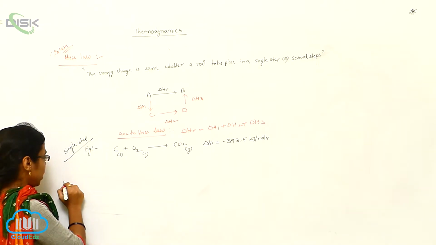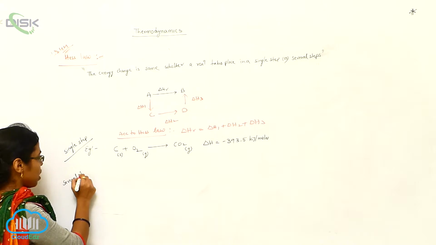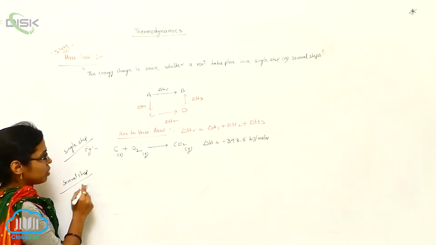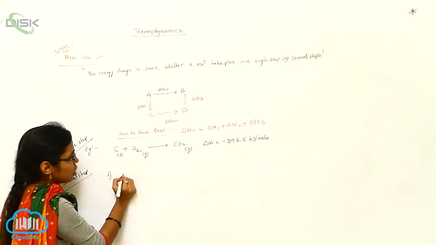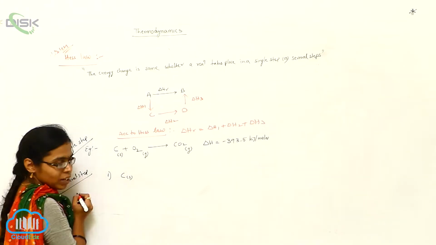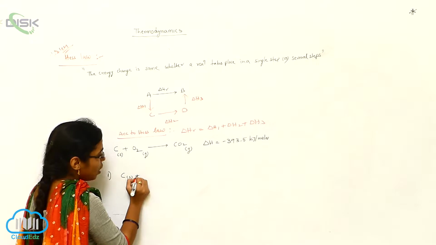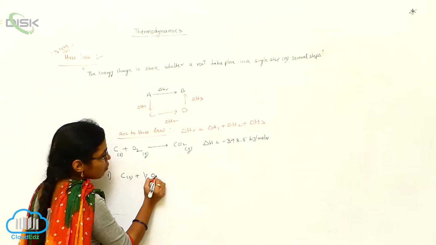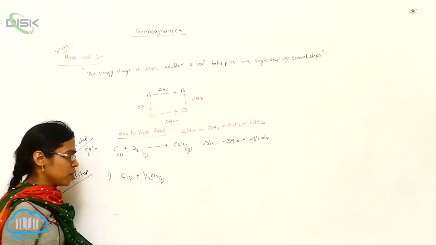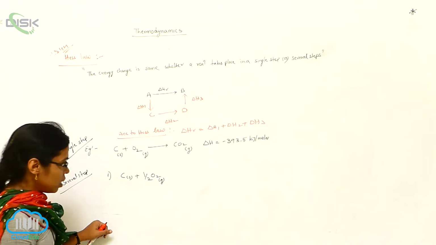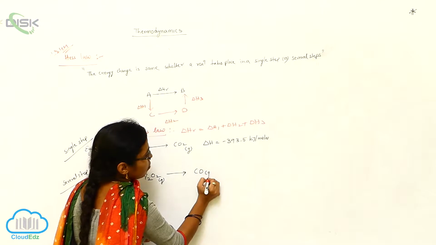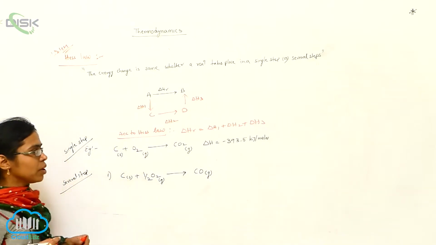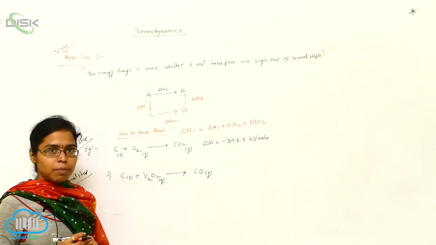Next, I want to take the several step mechanism. Same example. At the first step, carbon solid, which is nothing but graphite, reacts with half a mole of oxygen gas. So it will form carbon monoxide at first. What is the intermediate compound here? The carbon monoxide.